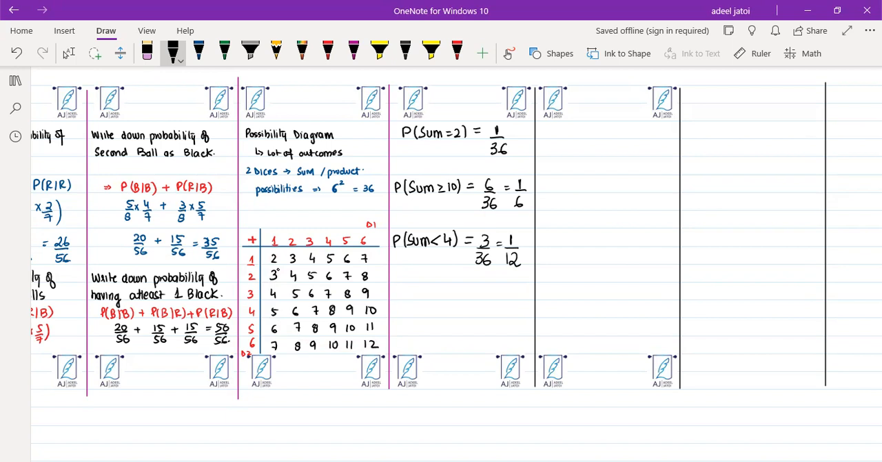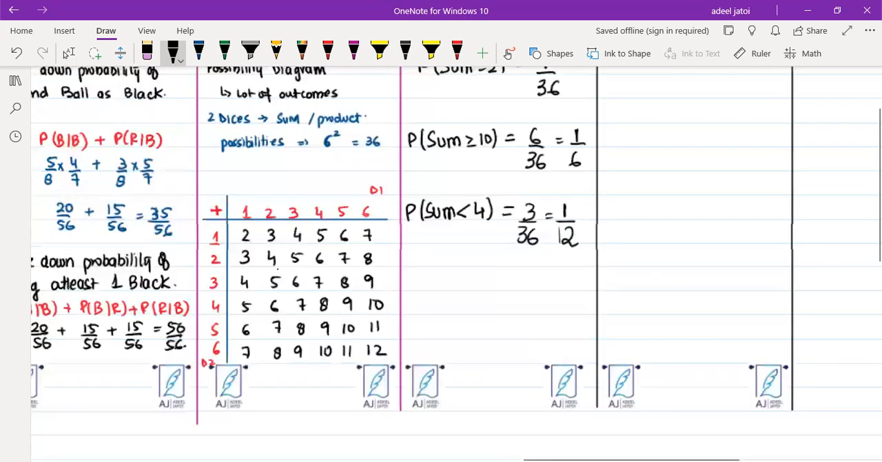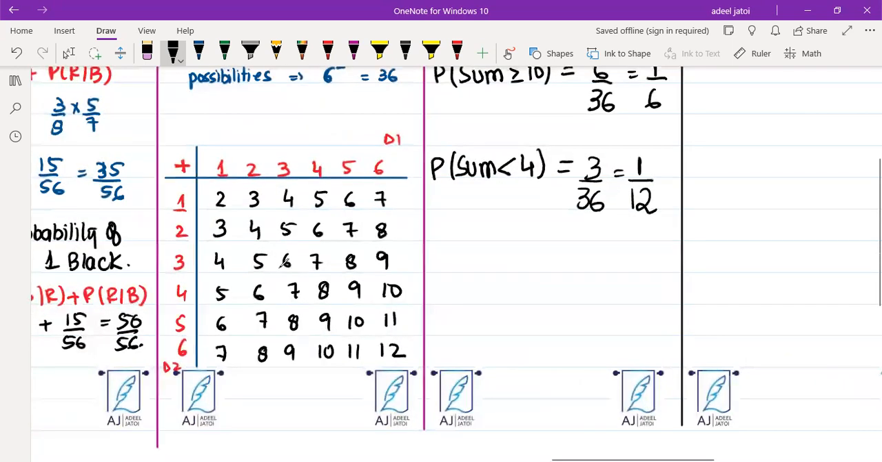Now, the possibility diagram cannot be based on the sum only. It can also be based upon the product, and for that you will be multiplying. This 1 will be multiplied by 1, you will get 1. 1 multiplied by 2, you will get 2. 1 multiplied by 3 gives 3, by 4 gives 4, by 5 gives 5, and by 6 gives 6.